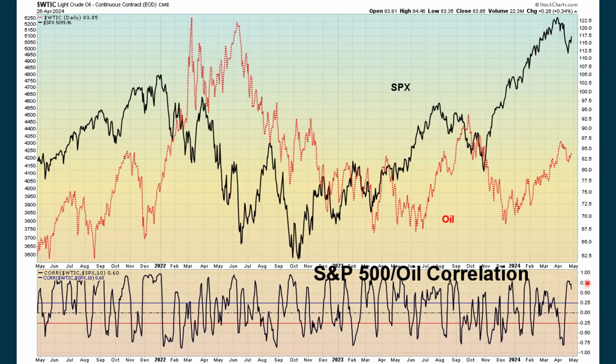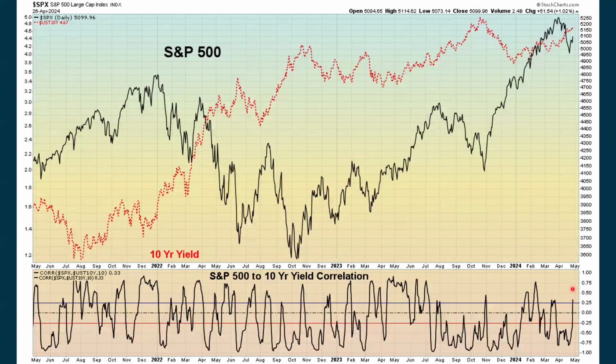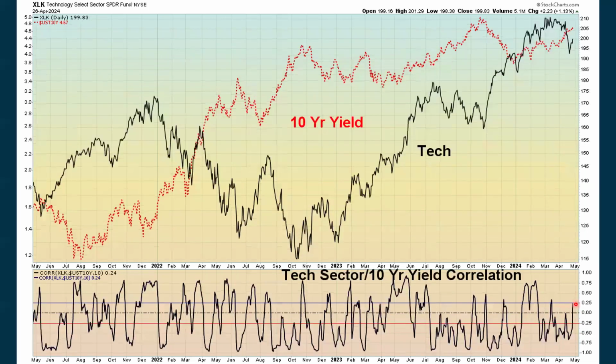Now we're seeing them having more of a tendency to go in the same direction. So maybe this is showing a little more stability right now. We compare the S&P 500 with the 10-year yield. After going into neutral territory, they're having a slight tendency to go in the same direction.